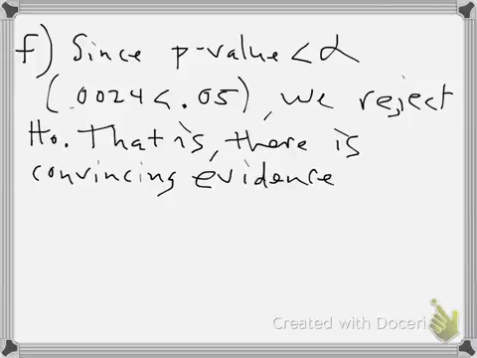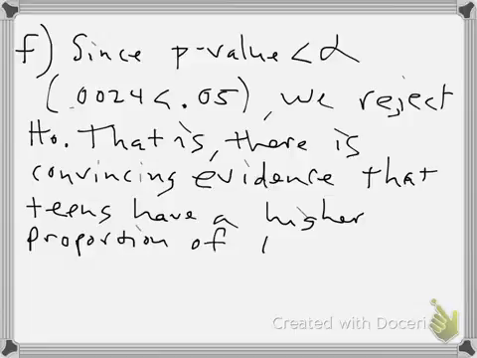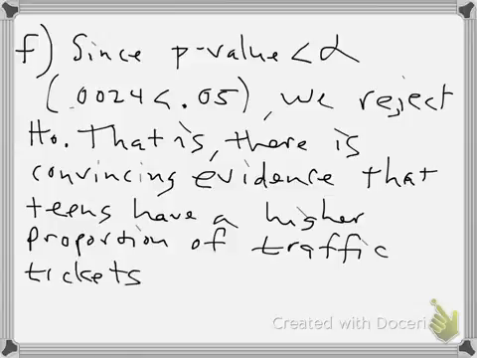So there is convincing evidence that teens have a higher proportion of traffic tickets. Or you could say that there's convincing evidence that the proportion of teens who have a traffic ticket in the last 2 years is higher than the national average in the last 2 years.